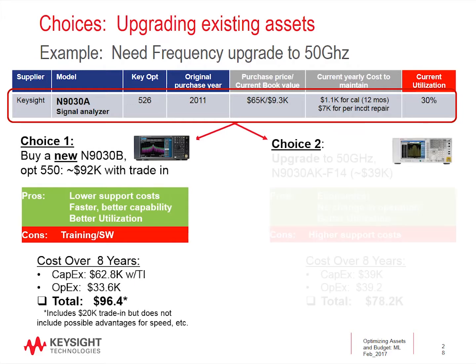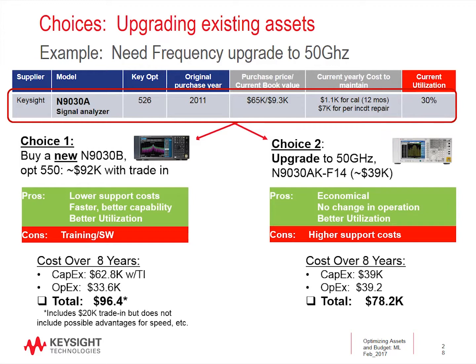Choice number 2 for them is to just do an upgrade to the existing N9030A signal analyzer and get to 50 gigahertz, which is their key driving factor. This looks like a lower cost up front, and there is no change in how the unit works or in the need to train up on new features. It might have some higher support costs, however, as the equipment ages. Using our TCO calculator model, over an 8-year use model, you would end up having a total cost of ownership with the upgrade approach of about $78,000 in total. So it appears, however, that upgrading might indeed be a better financial decision in this particular case and save you some money.